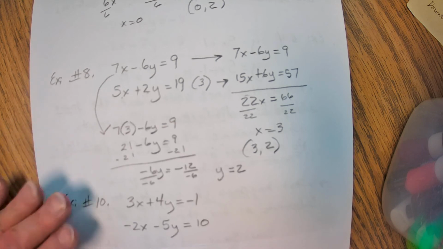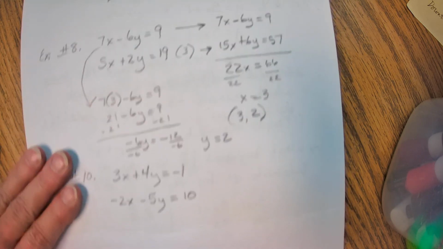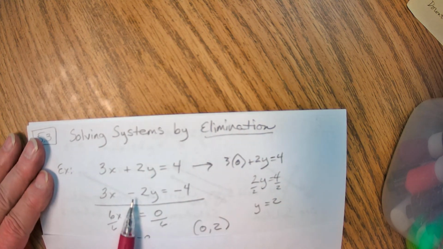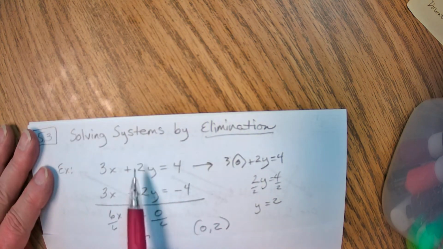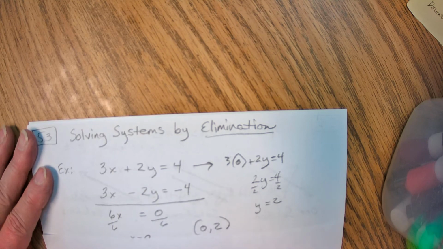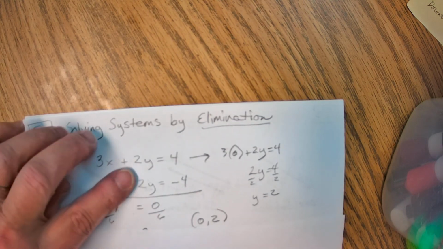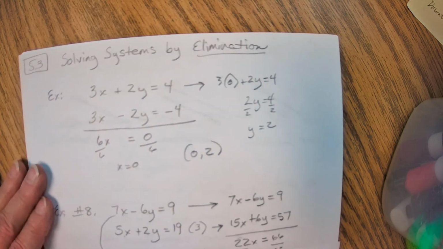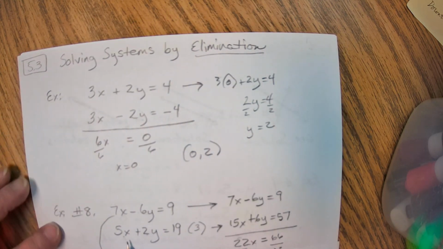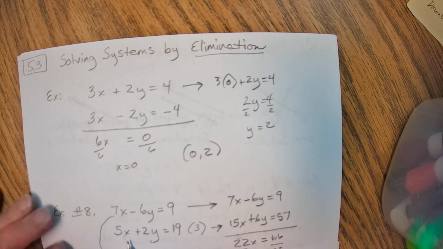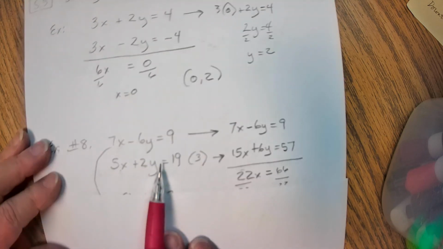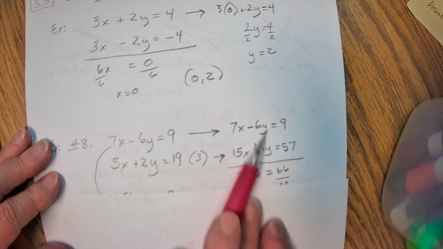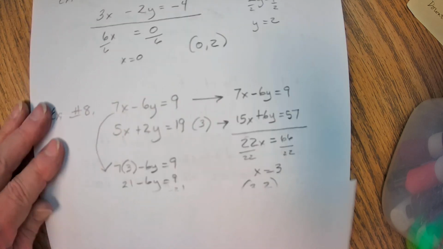All right. So this was an example. Let's go back. The first one was an example of where I didn't have to do anything. I didn't have to change any of the equations. I just added the two equations together, and one of my variables was eliminated. In this example, which is number 8, by the way, on your worksheets, I only had to change one of the equations. I just had to multiply this one by 3 so that then my y's would be eliminated.